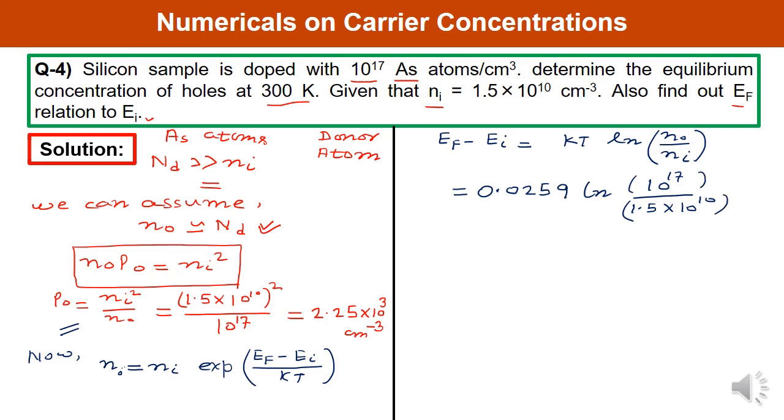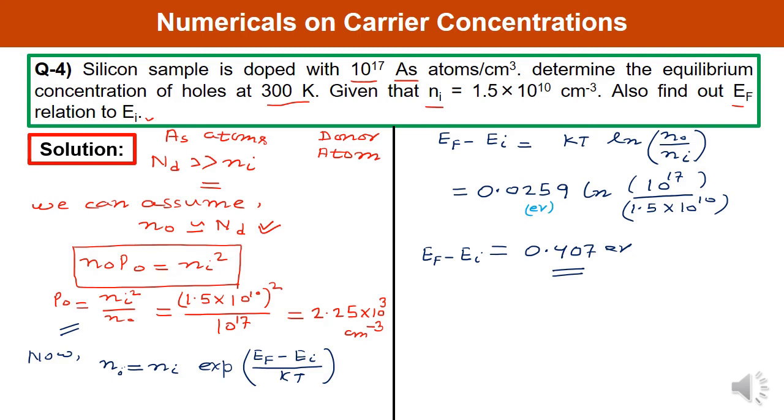Now simplify it. Upon simplifying this particular value, you will be getting 0.407 electron volt. You must check your answers. All the values are in electron volt. So here, what is EF minus EI you have calculated? This is 0.407 electron volt. You must remember this value of KT is in electron volt. You have multiplied and then converted it.